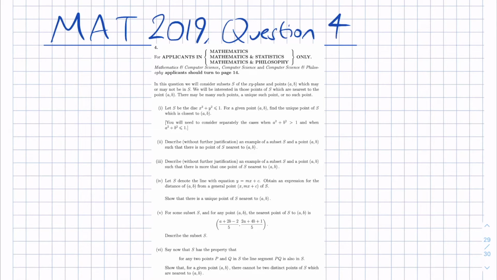Part 1 of the question says, let S be the disk x squared plus y squared is less than or equal to 1. For a given point AB, find the unique point of S which is closest to the point AB. They give us a hint that says you will need to consider separately the cases when a squared plus b squared is greater than 1 and when a squared plus b squared is less than or equal to 1.